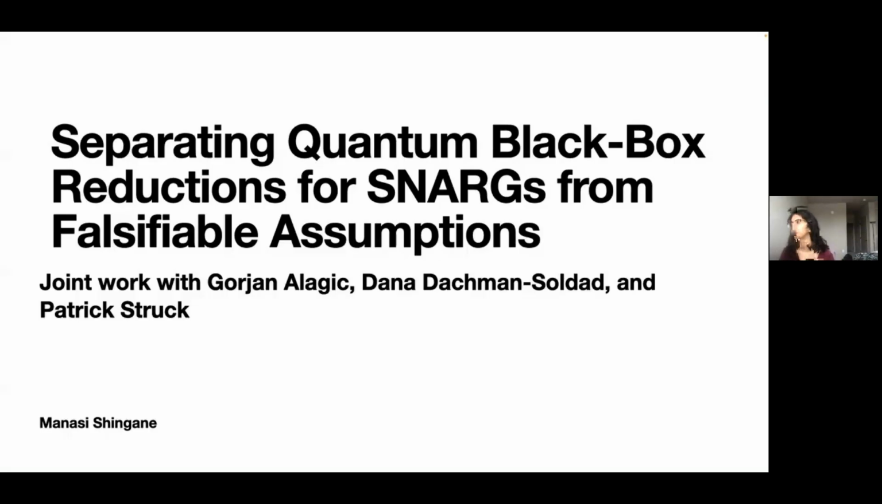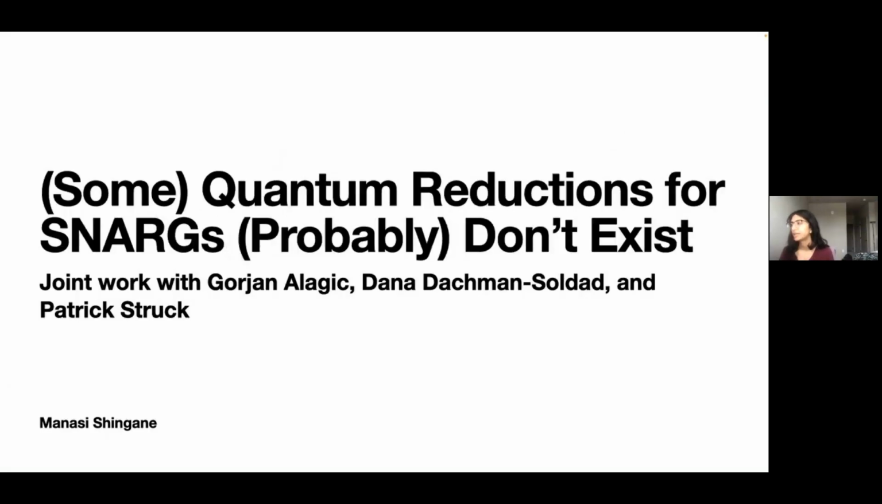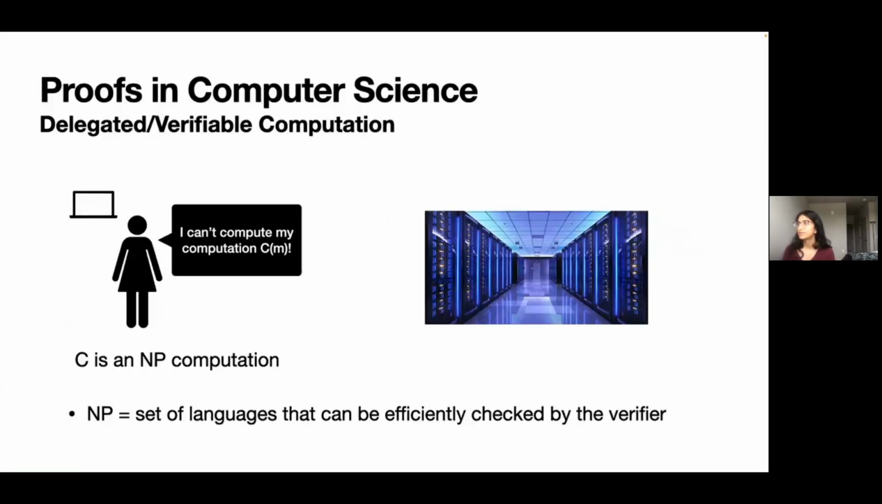So right, the title is a little complicated, but basically this just means that some quantum reductions for these objects called SNARGs, that I'll talk about in a bit, probably don't exist. So yeah, I'll get started. I'll first start by just talking about proofs in computer science.